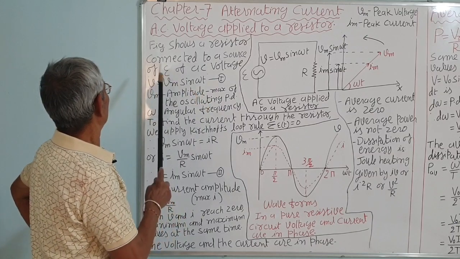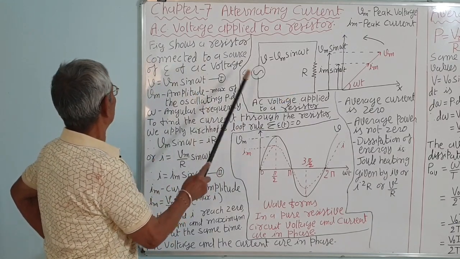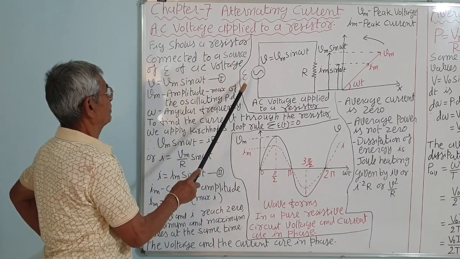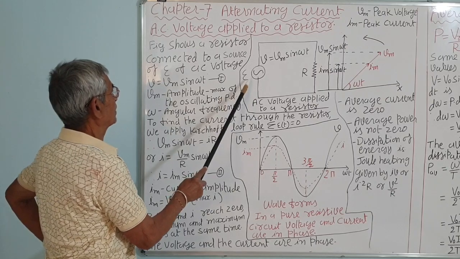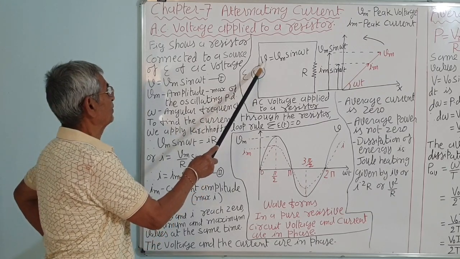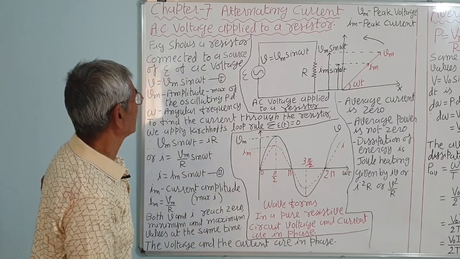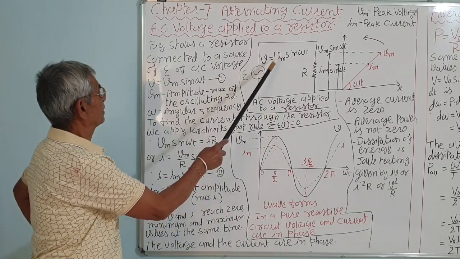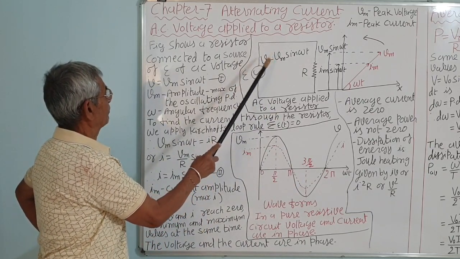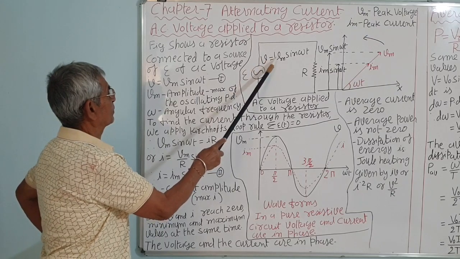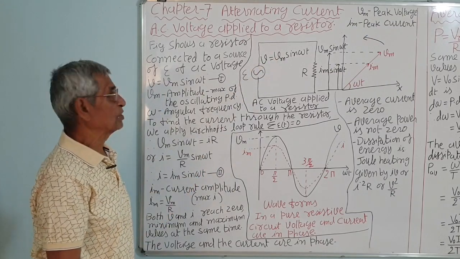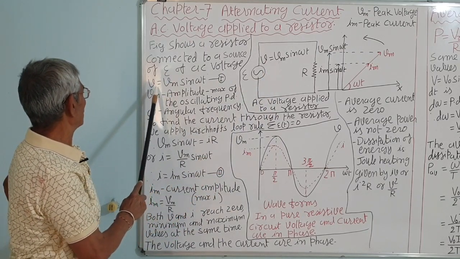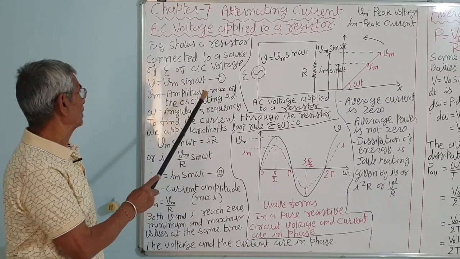This figure shows that the resistor R is connected to a source of EMF E equal to E0 sin omega t, or Em sin omega t, or voltage V equal to Vm sin omega t. Both symbols are used. In some books they use a capital V, and the small v is equal to capital V or V0 in some books. So Vm is the maximum amplitude, and the oscillating voltage is given by V equal to Vm sin omega t.